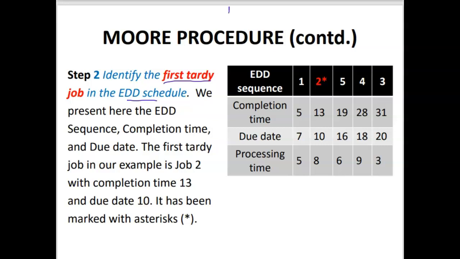So we look at it, then they have brought out the EDD, the completion time, the due date. The first tardy job in our example is job 2 with the completion time 13, which is this. And the due date of 10. Look at the due date. That is why it has been marked with an asterisk.